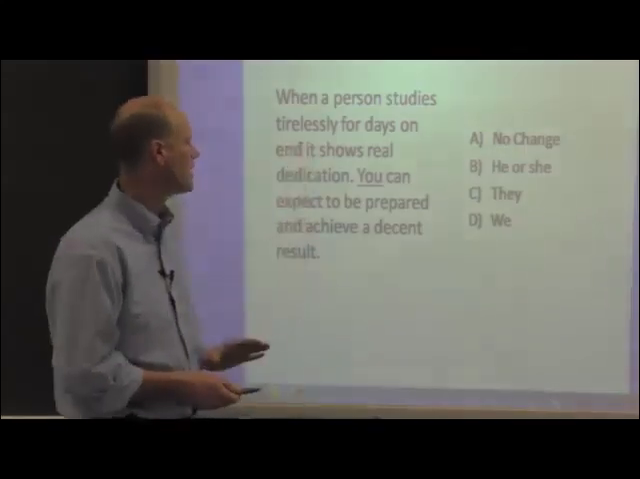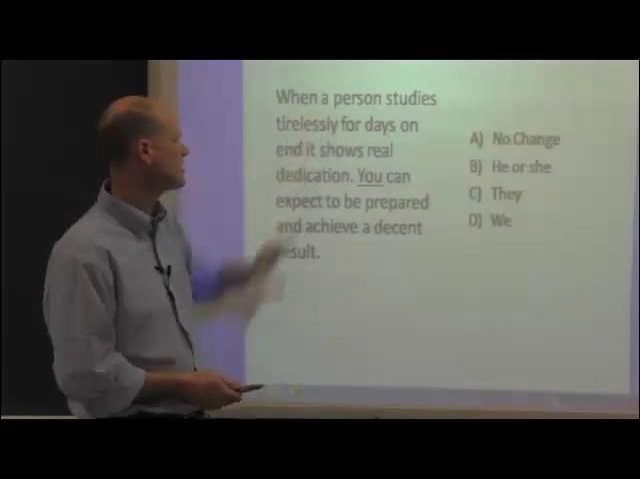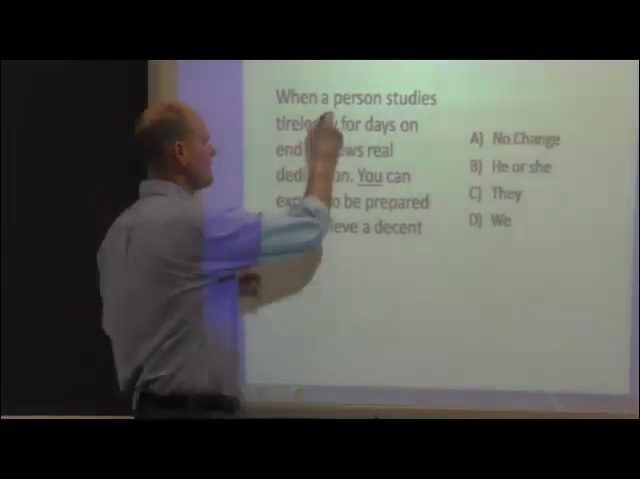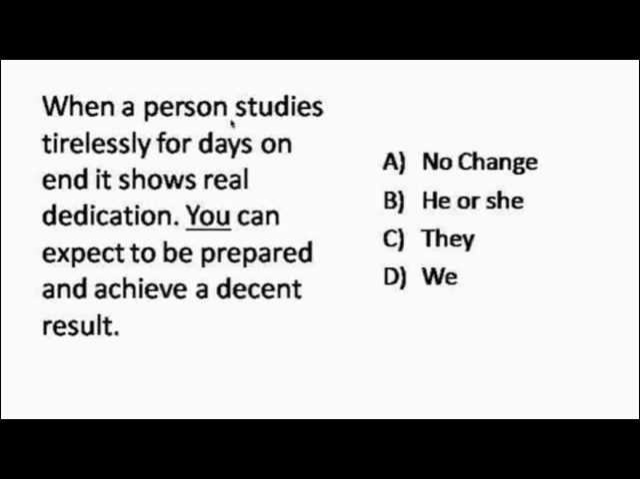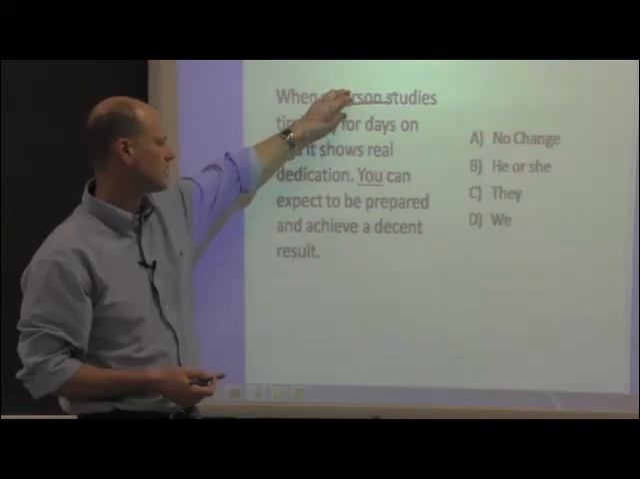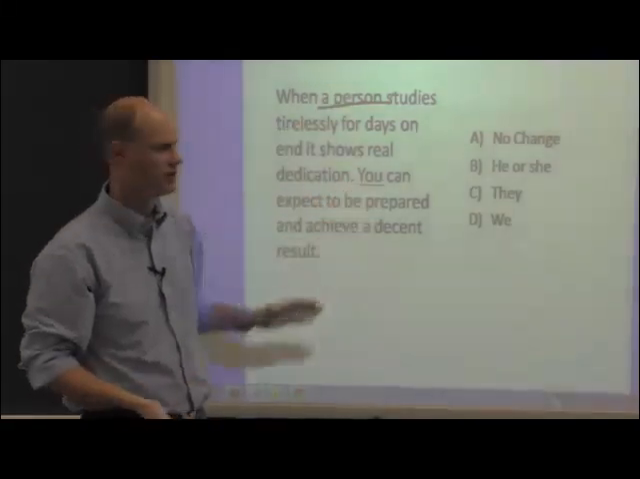But when you put them together, you're establishing in the first sentence a person. So what you have in that situation is a singular entity, a person. So when a person studies tirelessly for days on end, it shows real dedication. You can expect to be prepared and achieve a decent result. So we're going from third person over into second person using you.